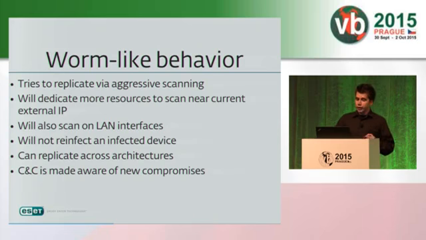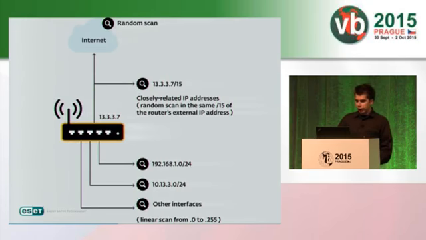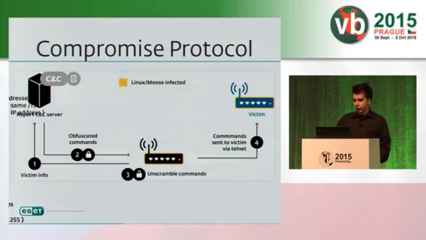It will not reinfect an infected device. It can replicate across architectures, so a MIPS router can infect an ARM router. You'll see why later. And the CNC is made aware of new compromises. So just quickly again, each line here is a possible thread that is launched on all of these interfaces.